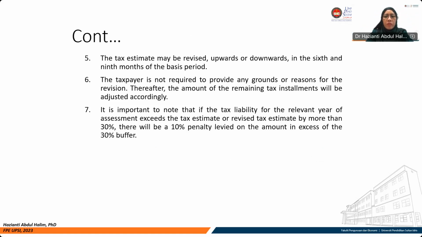All right, if you look at number 7, it is important to note that if the tax liability for the relevant year of assessment exceeds the tax estimate, or revised tax estimate, by more than 30%, then there will be a 10% penalty levied on the amount in excess of the 30% buffer. Especially for companies, they have to do their tax estimation and pay the tax. If the tax liability is more than 30% above the estimate, there is something wrong with their tax estimation, or they paid less tax. So they will be penalized.